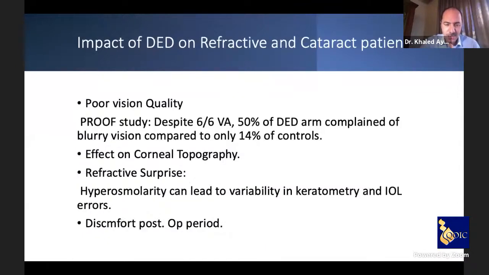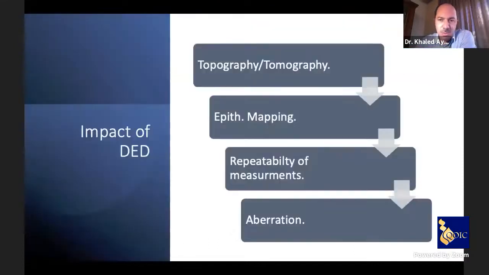The impact of dry eye on refractive and cataract patients is poor vision quality. In the PROOF study, they mentioned that despite 6/6 visual acuity, 50% of the dry eye disease arm complained of blurry vision compared to only 14% of the control. So it has an effect on vision, has an effect on corneal topography, and can lead to refractive surprises. This subject will be covered by Dr. Ahmed, I think. It can also prolong the recovery period in post-operative patients. So we will be talking about topography and tomography, epithelial mapping, the repeatability of the measurements, and the effect of dry eye on operations.